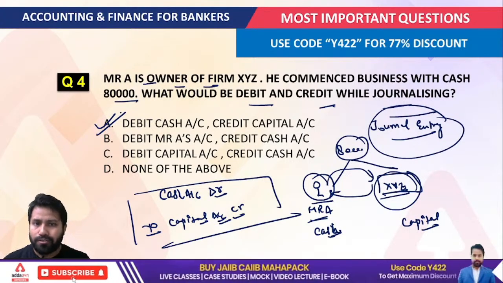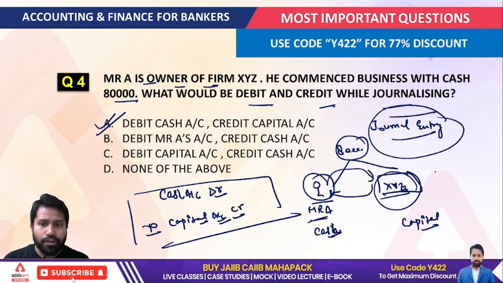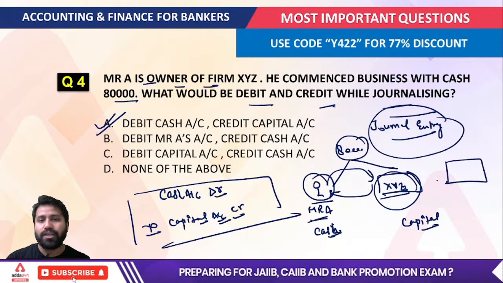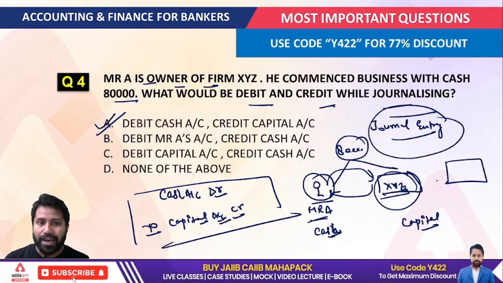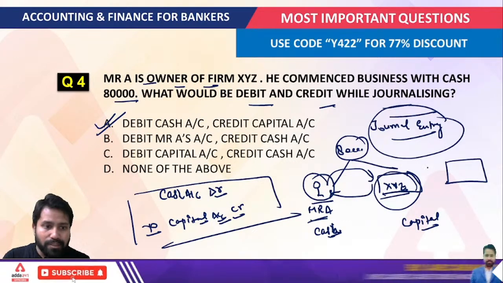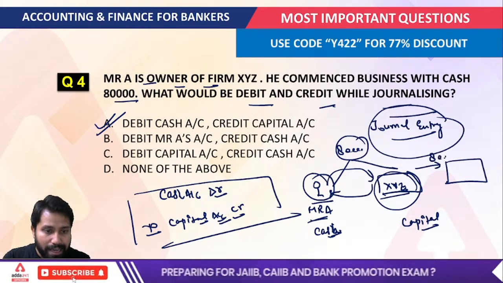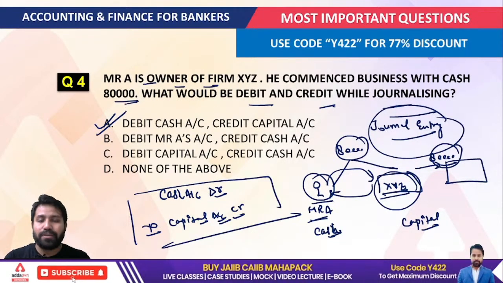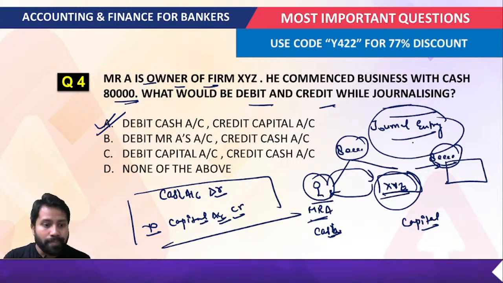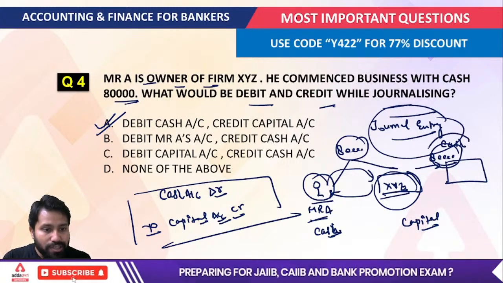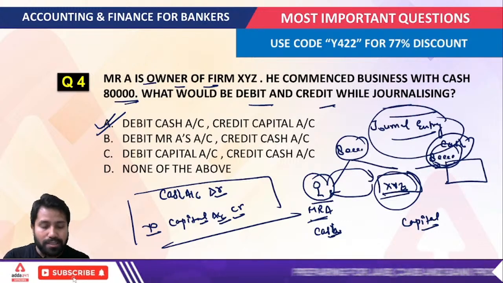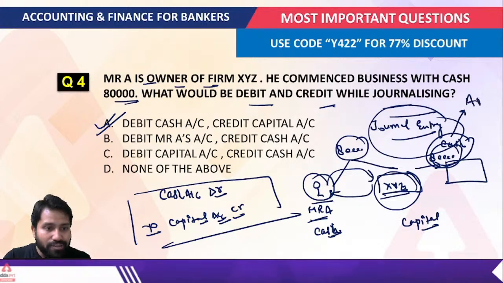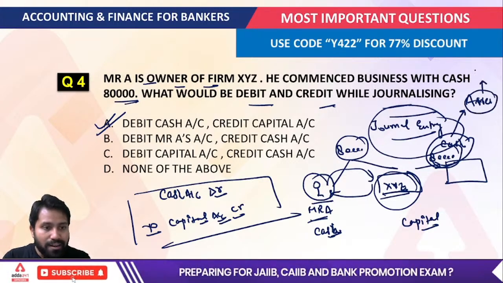Here is a very important thing when we talk about the company. You are making the journal entry for the company account. From the company's perspective, the cash is coming in. The 80,000 rupees is actually introduced by Mr. A into the business. When we talk about cash, cash is an asset, and an asset comes under the real account category.